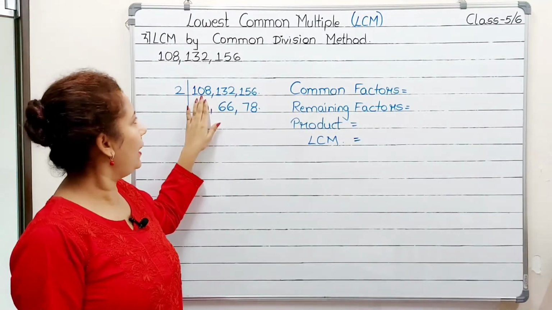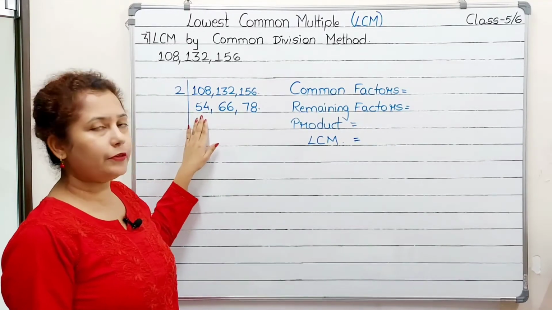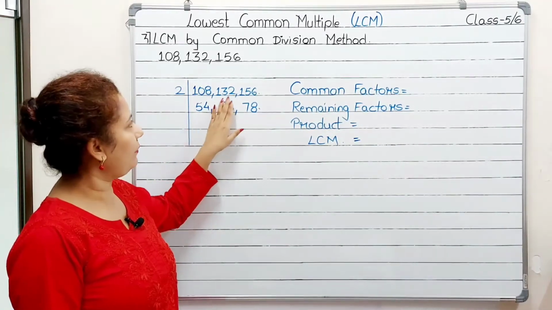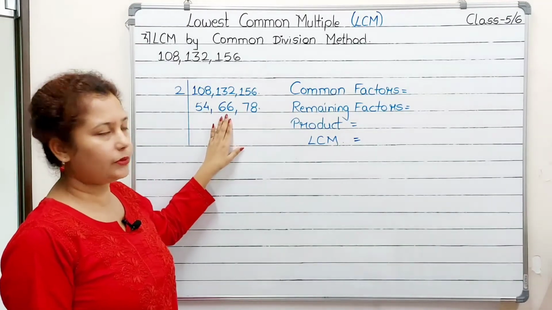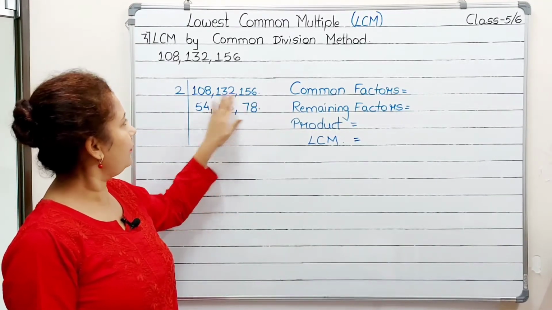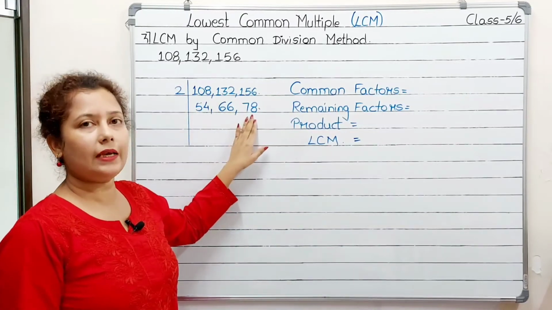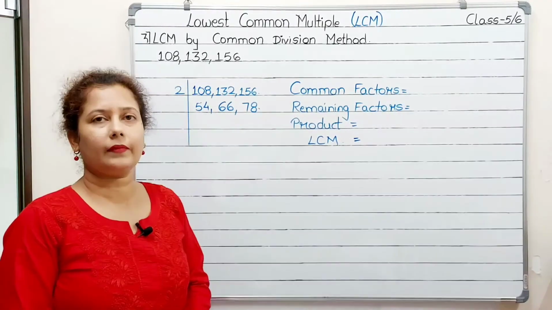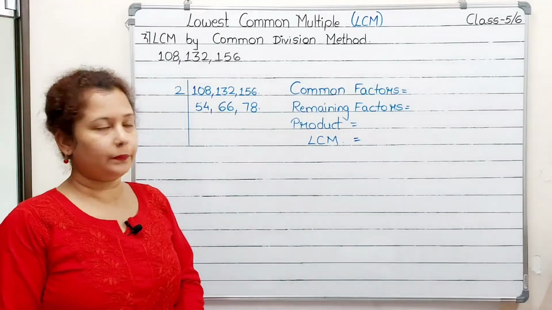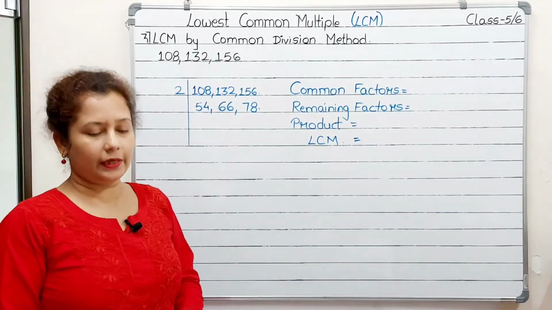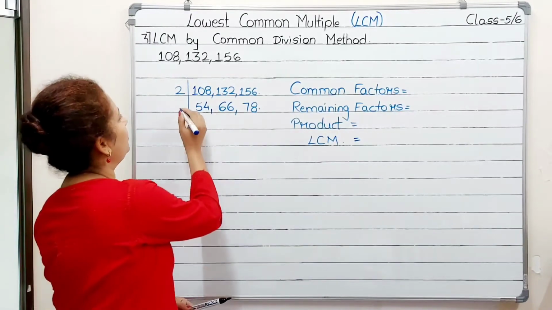When we divide 108 by 2, we get 54 as the quotient. When we divide 132 by 2, we get 66 as the quotient. When we divide 156 by 2, we get 78 as the quotient. Now we will see if these quotients are divisible by 2. All are even numbers, so again they are divisible by 2.